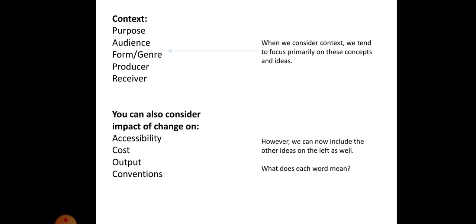So we've talked before when we look at context about purpose, audience, form and genre, producer and receiver, and these are primarily the things we look at. Just as another thing you might want to look at when it comes to looking specifically at the impact of technology on language over history is the four things at the bottom. So accessibility, cost, output, and conventions.